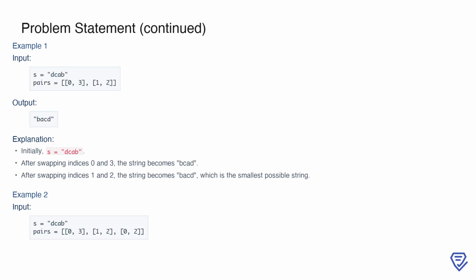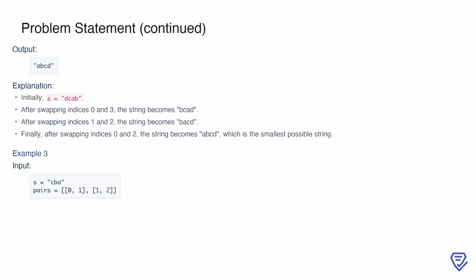Notice how we focused on rearranging the characters to make the string as small as possible alphabetically. Now, consider the second example where S equals "cab" and the pairs are [[0,3],[1,2],[0,2]]. Again, you start with the string. Swapping indices 0 and 3 and swapping indices 1 and 2 updates the string. Finally, using the pair [0,2], you swap the characters at those positions to get ABCD. This string is lexicographically smaller than any other possible arrangement, so the output is ABCD.